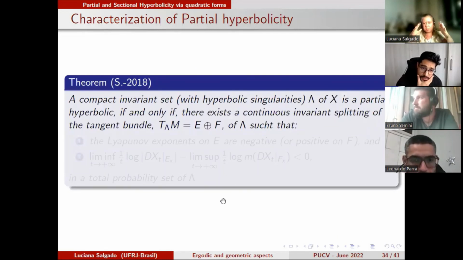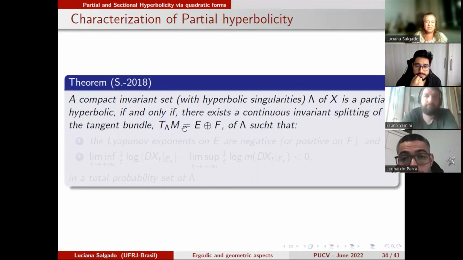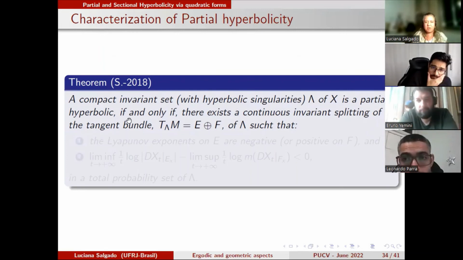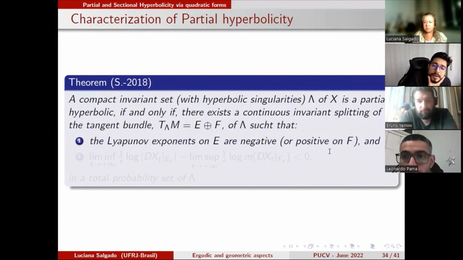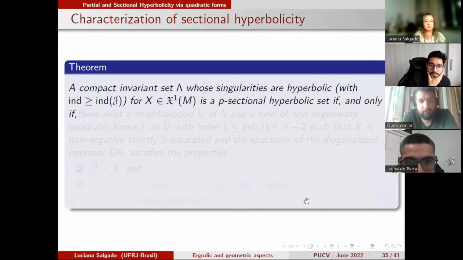So I'm going to show some statements of application of this theorem, but I'm not going to prove them anymore. So I can characterize partial hyperbolicity by using Lyapunov exponents and the dominated splitting. Okay, if you have partial hyperbolicity, if and only if we have a continuous invariant splitting, such that we have this one key, which is dominated splitting, and the Lyapunov exponents are negative or positive in a total probability set.